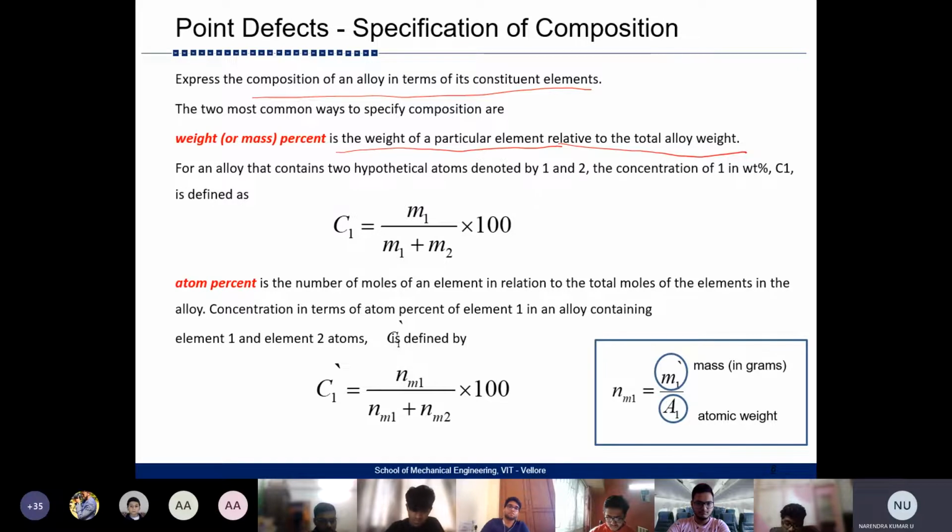So if there are a number of boys and girls in the class, and I want to find the percentage of boys, what is the formula you will use?